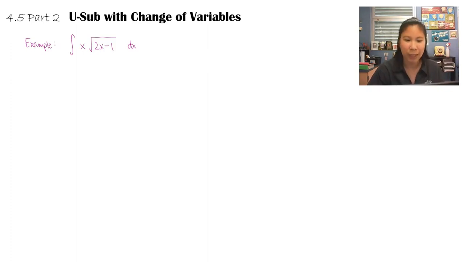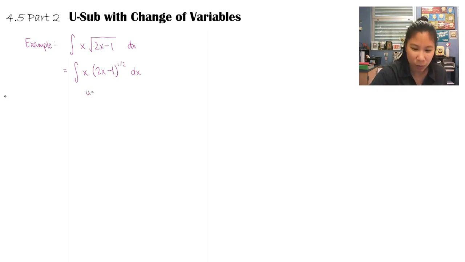For this problem here, I have the integral of x times the square root of 2x minus 1 dx. For this problem, u would probably be the most complicated part, the stuff that's usually in parentheses. Here the parentheses is the square root, because I could rewrite this as the integral of x times 2x minus 1 raised to the 1/2 power, because radicals are just exponents. So the stuff inside my parentheses would be my u, which is 2x minus 1.